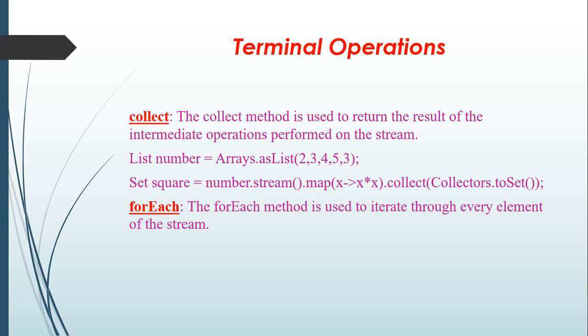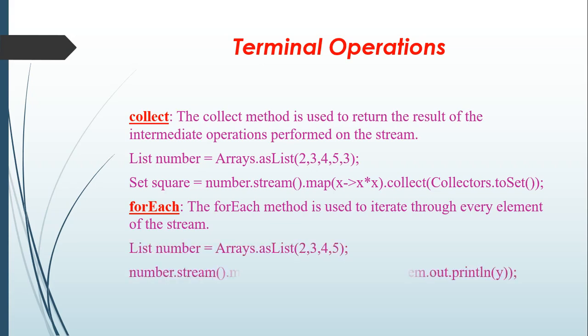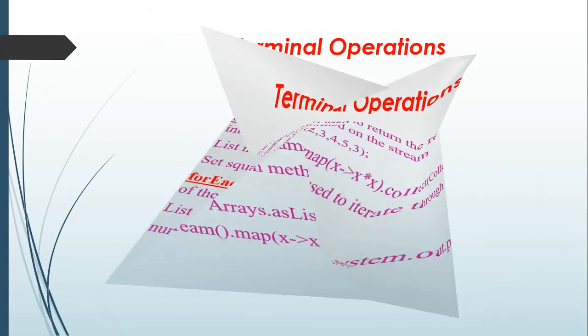The forEach method is used to iterate through every element of the stream. If we want to traverse every element of the stream, we can use the forEach method. And here is the syntax: number.stream().map(x -> x * x).forEach(y -> System.out.println(y)). So all the elements will be traversed from x to y.